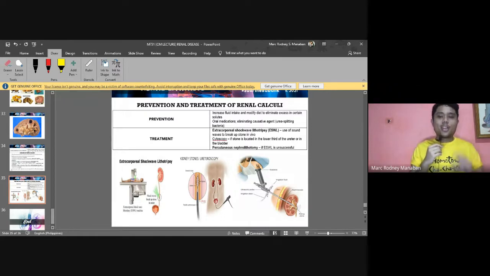Lower back pain. Sorry, Kuya J. Sorry, Sir J. I mentioned him. But yes, manifestations, that is the lesson, no?